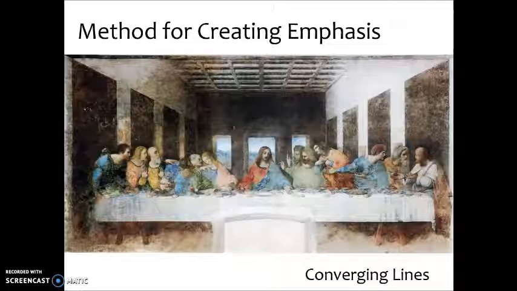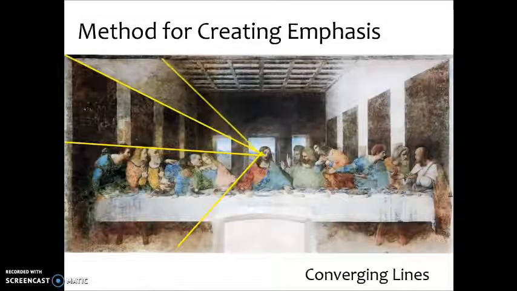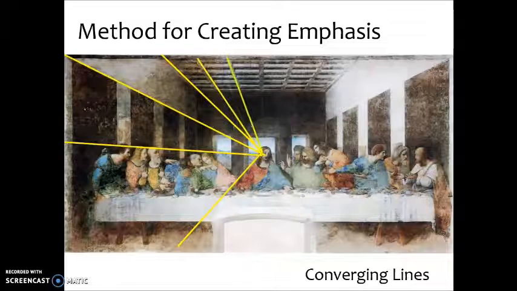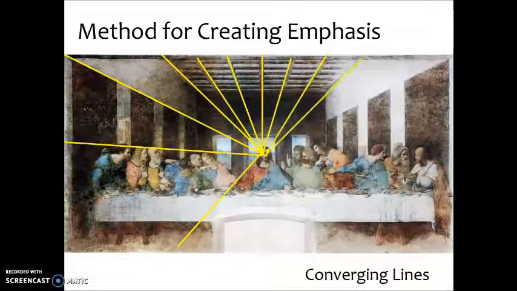Leonardo uses all of these techniques in order to create a sense of emphasis in this painting. So the first one we're talking about is converging lines. There are lines, either implied or real, that point you to the main subject of this work of art. So they use one-point perspective to kind of focus your eye in on the figure in the middle, which is supposed to represent Jesus Christ, obviously being the main important part of the biblical story.